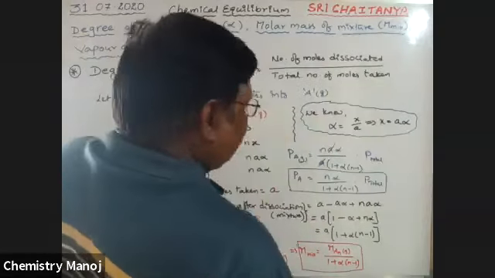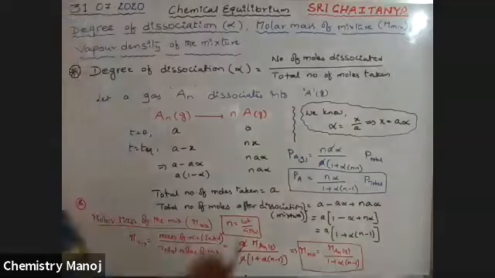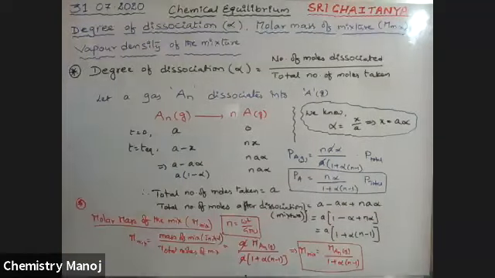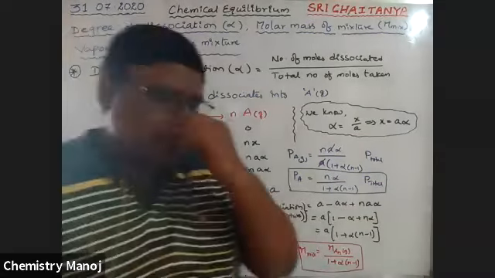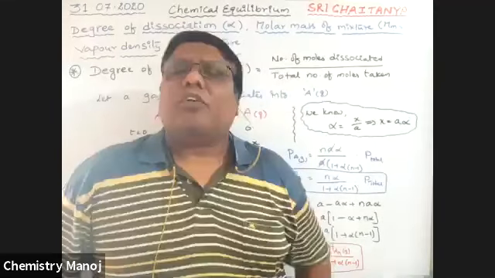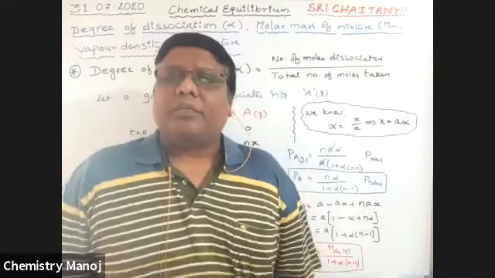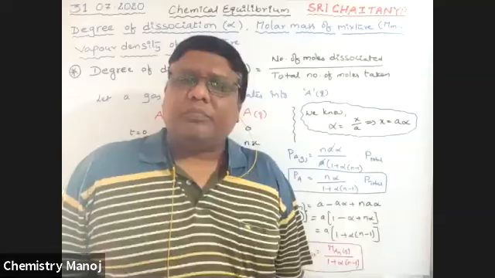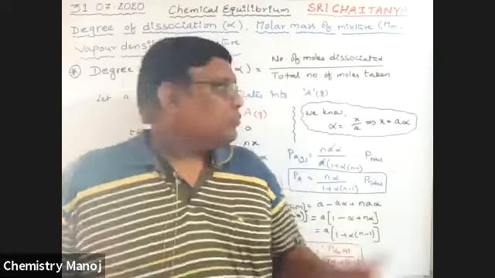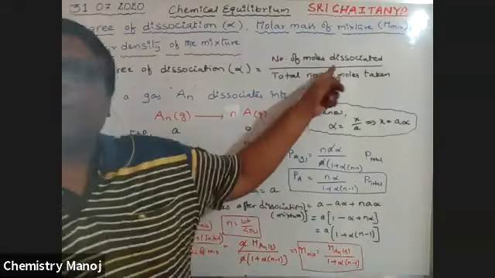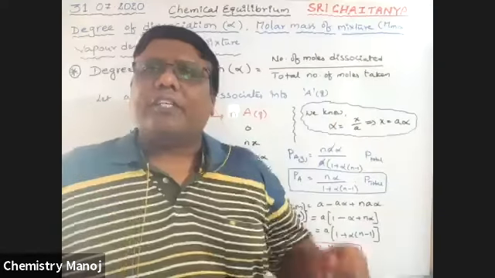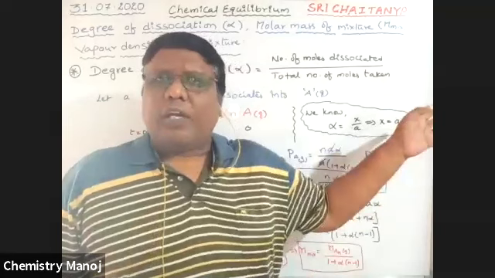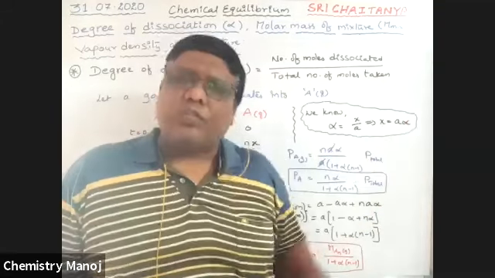Based on that, I am trying to calculate the molar mass of the mixture and the vapor density of the mixture. Before going to that, what is degree of dissociation? That is the number of moles of a particular reactant dissociated at a particular time. It is the ratio of the total number of moles dissociated to the total number of moles actually taken. That is called the degree of dissociation. Multiplied by 100, it means percentage degree of dissociation.